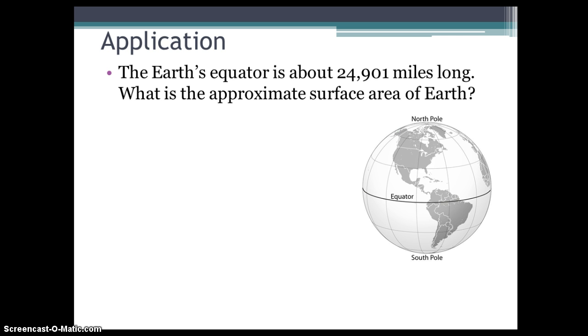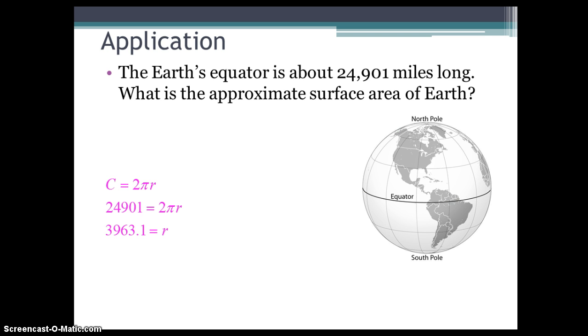Now when we're talking about our equator, that's the line that goes around the middle of our globe. And so the equator actually represents the circumference of a circle. So in order to find the surface area, we know we need the radius. And so to find the radius, we're going to use our circumference formula.